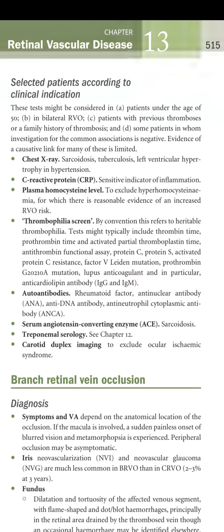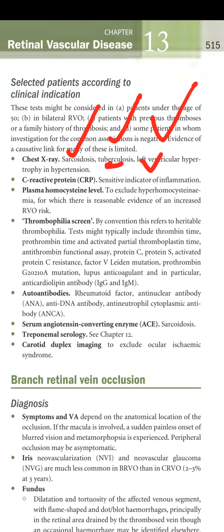These tests might be considered in a patient under the age of 50. So, young patients, bilateral RVOs, patients with previous thrombosis or a family history of thrombosis, and patients in whom investigation for common associations is negative. Evidence of a causative link for many of these is limited. So, chest X-ray is done to diagnose sarcoidosis, tuberculosis, and left ventricular hypertrophy in hypertension.